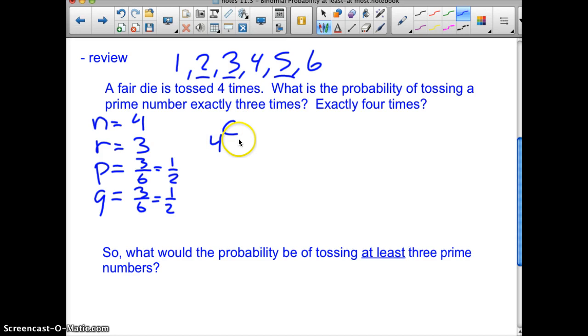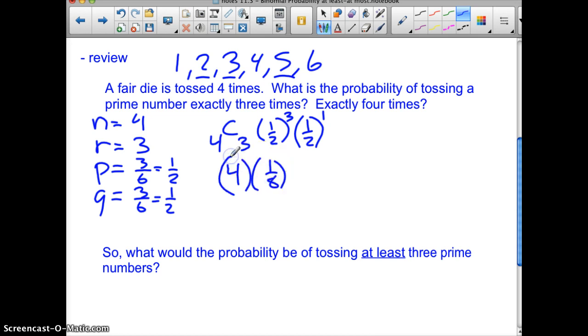Okay, so binomial probability is nCr, p to the r, q to the n minus r. So 4C3, 4 trials, 3 successes. Probability of success here was 1/2, and I wanted 3 successes. The probability of a failure is 1/2, and I only wanted to fail once. So 4C3 is 4, 1/2 to the third is 1/8, and then 1/2 to the first is 1/2. Now if I multiply, this is really 4 over 1, I'm going to get 4 over 16. You can reduce that, but I'm going to leave it, and you'll see why soon.